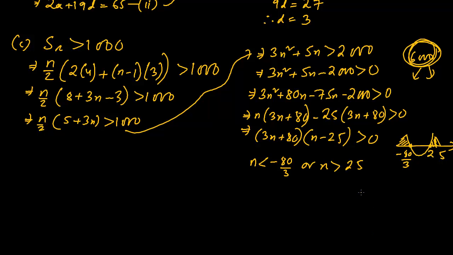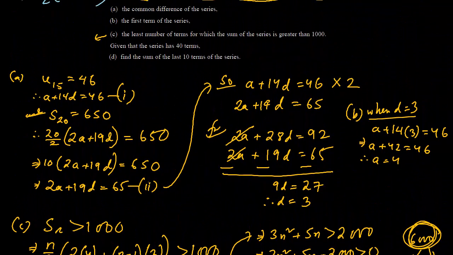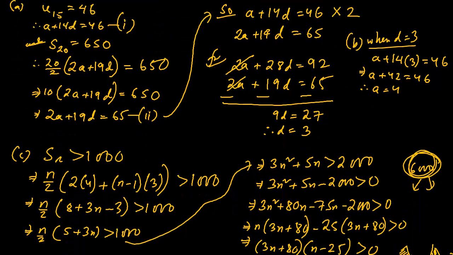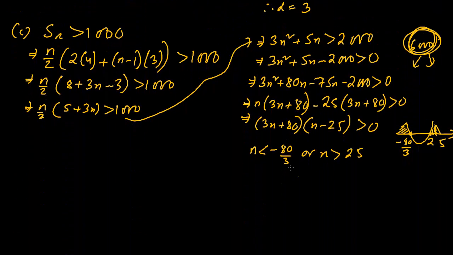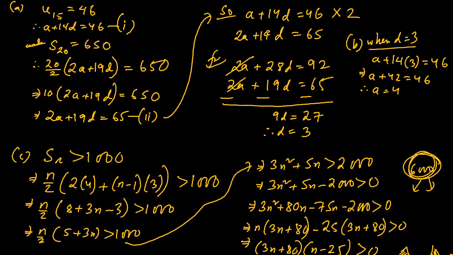So n has to be a positive integer, otherwise we cannot count. N is the position: first position, second position, third position. So n has to be an integer. So let's see the question. The question is the least number of terms. So what is the smallest value of n? Since n is greater than 25, the value of n can be 26, 27, 28, 29, anything greater than 25. It goes on and on. So the least value is 26. So the answer should be n equals 26. That is the least value.